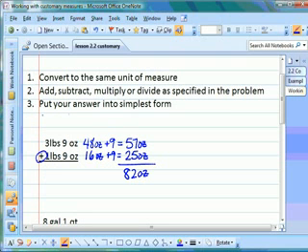And then we go on to step 3. Put your answer in simplest form. Your answer in simplest form means that we need to switch it back into pounds and ounces. So we're going to take 82 and we're going to divide it by how many pounds are in ounces.